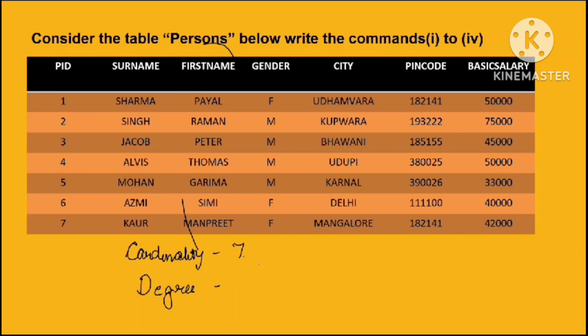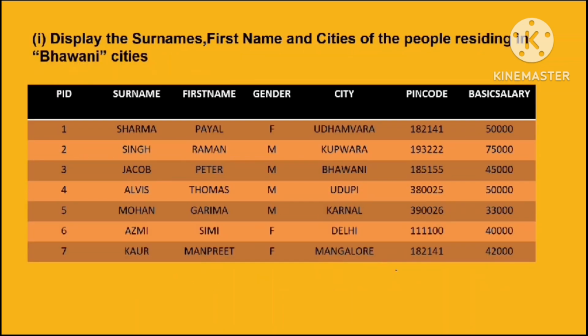Now we will see the next question which can be asked from this person table. You have to write queries for this type of question. So what can be asked next? Display the surname, first name and city of the people residing in the Bhavani city. So check the city column. Only one person, Peter Jacob, is residing in the Bhavani city.